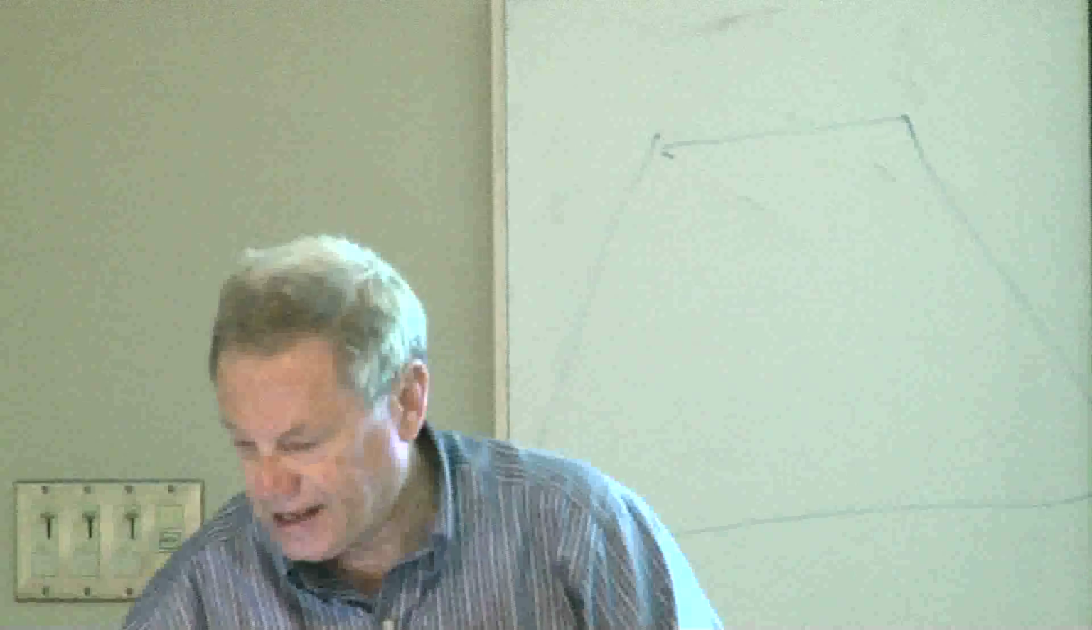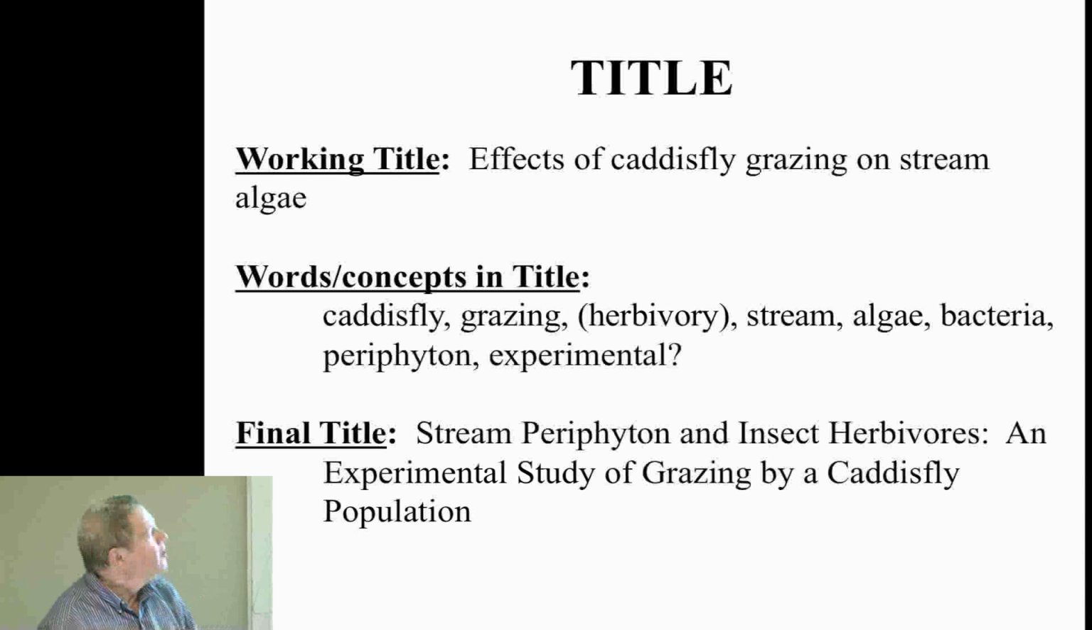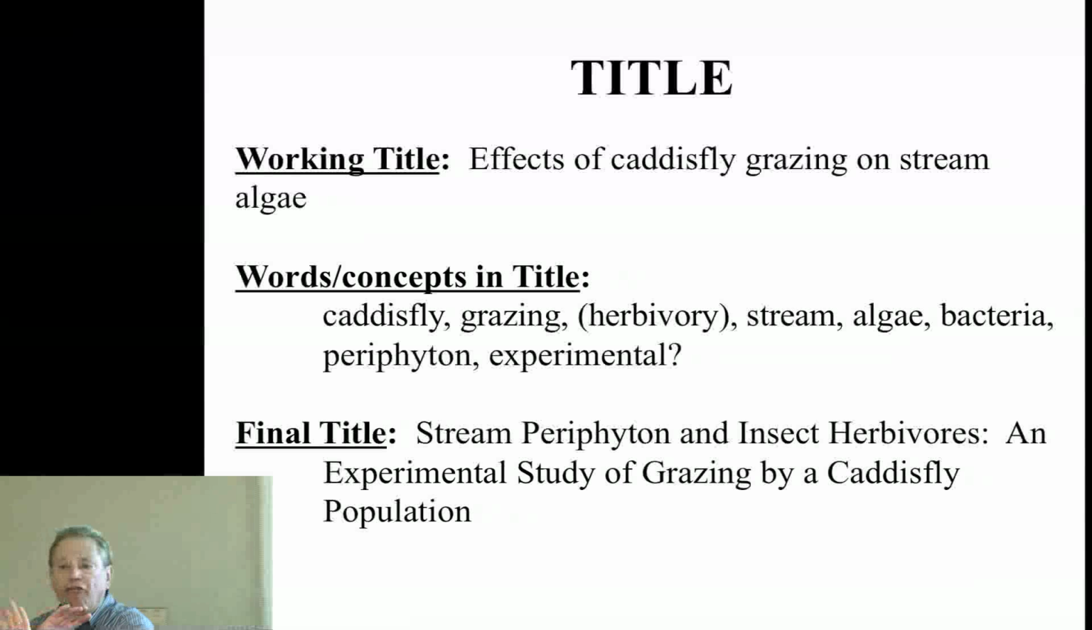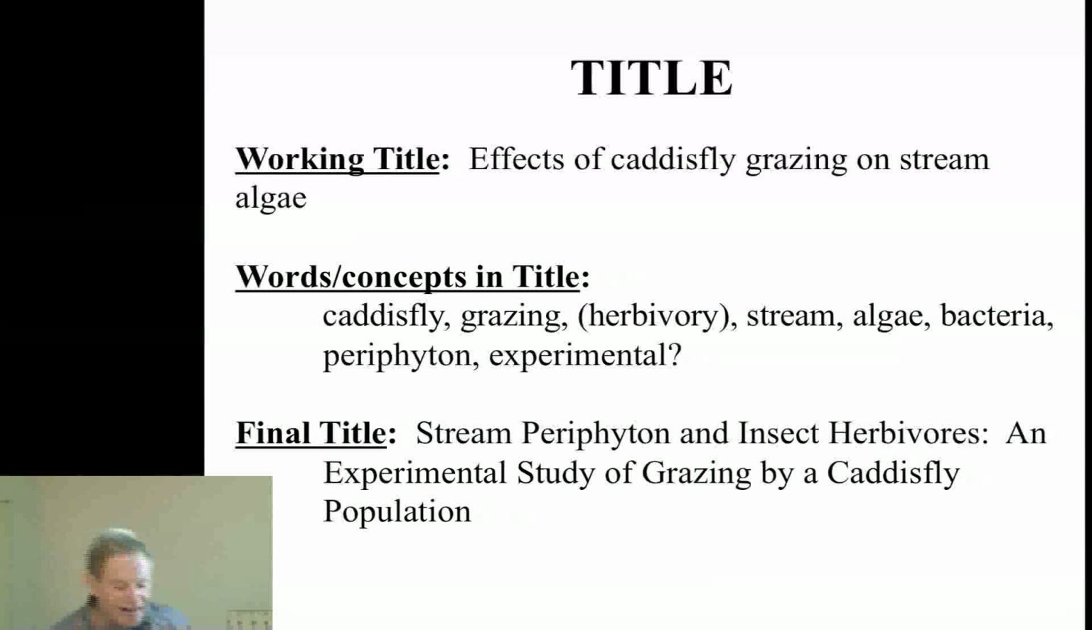Now, this is also something we do during the end. For example, we have a working title: The effects of caddisfly grazing on stream algae. That's not the final title. That's the title we use as we work on the paper. We then develop this a little further by simply coming up with different words that may be useful in the title.